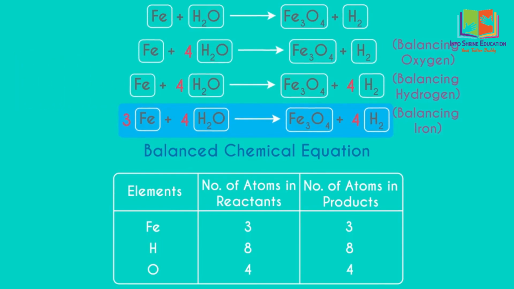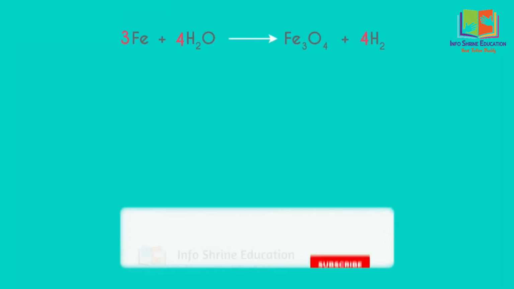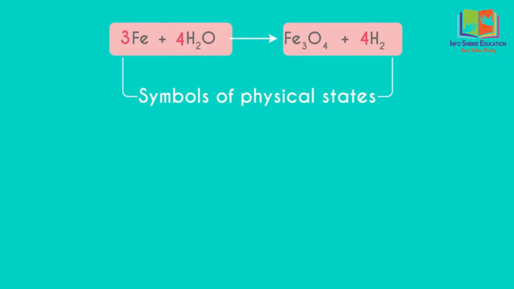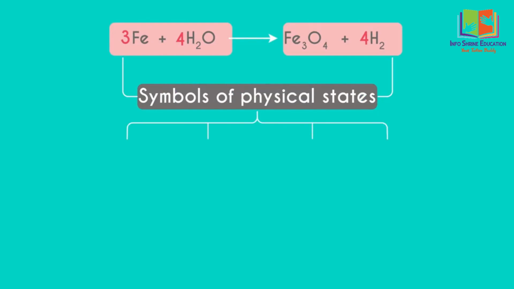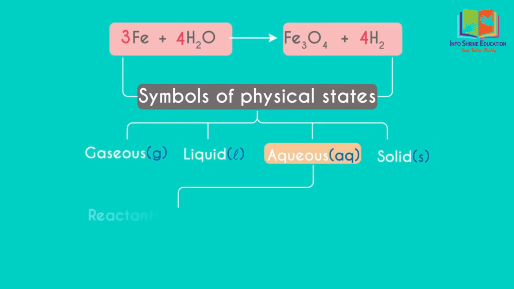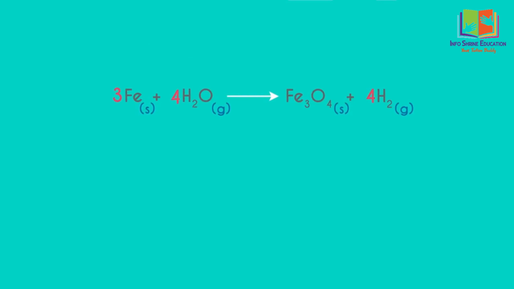Though we've balanced the chemical equation, there's one additional thing we can do. We can write symbols of the physical states of each reactant and product. What do I mean by this? There are 4 main states of the reactants and products: gaseous, liquid, aqueous, and solid. We know these 3, but what's aqueous? The word aqueous is written if the reactant or product is present as a solution in water. So the balanced equation we got can be written like this.